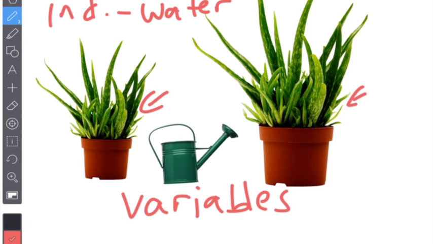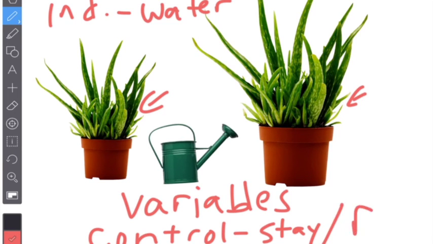Then we have control variables. Those control variables stay the same. The reason why they stay the same, it makes the experiment fair. So the experiment will be fair. So the things that are controlled that need to stay the same are sunlight is one, type of plant, soil, they all have to stay the same.